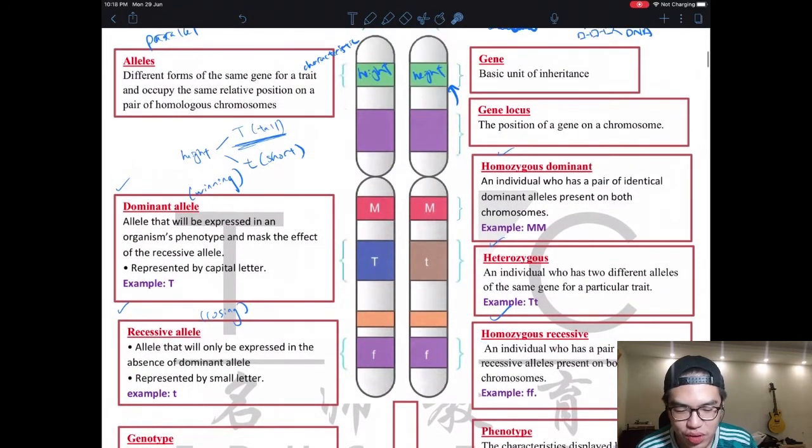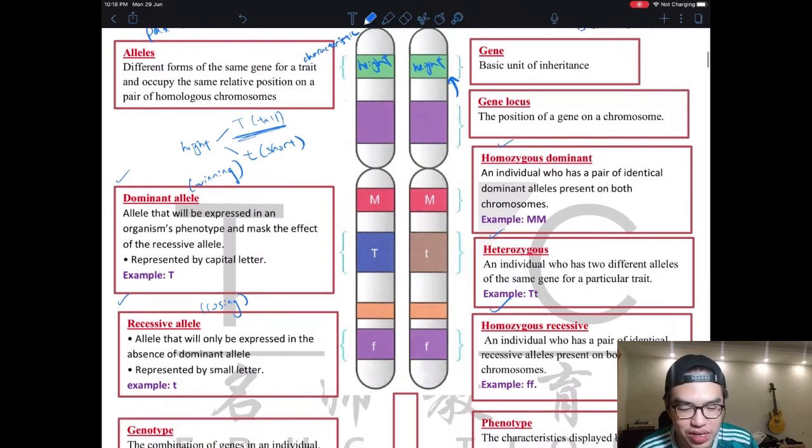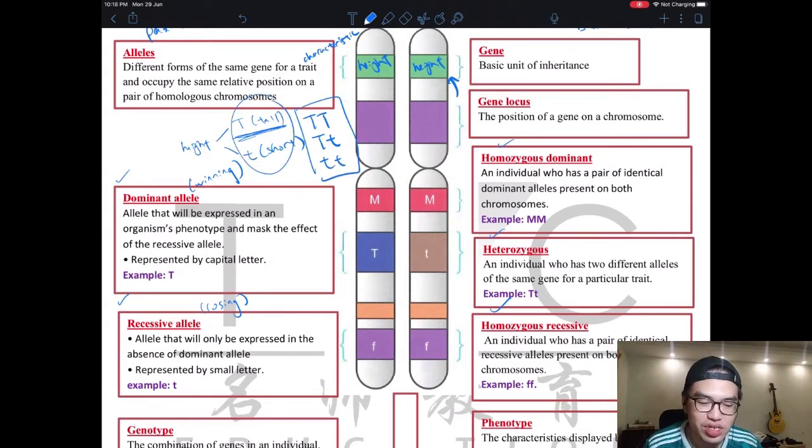From this, we can know that you have three combinations here. Either you can be big T, big T, or big T, small t, or small t, small t. We have three combinations from these two genes. So these three, we classify them here. Can you see both of these are the same, big T, big T and small t, small t? When they are the same, we call them homozygous.